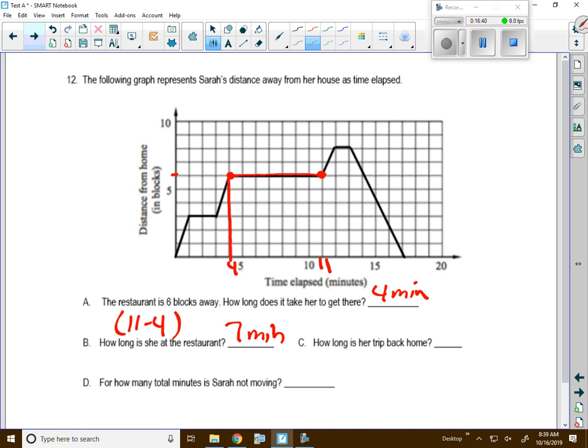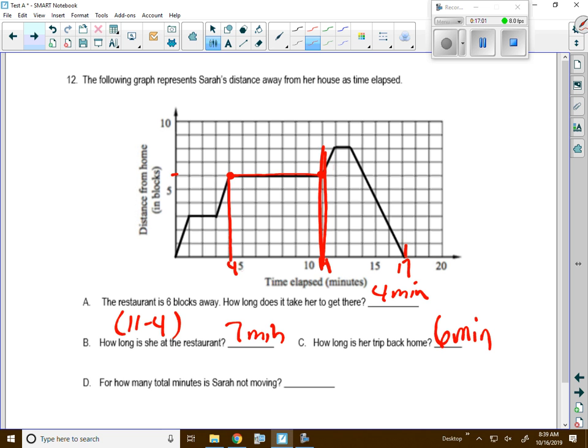How long is her trip back home? 6. So I can see why this is a little confusing. But if she leaves the restaurant, we're going to assume that she's going back home. So she gets back home at minute 17. So 17 minus 11 is 6.